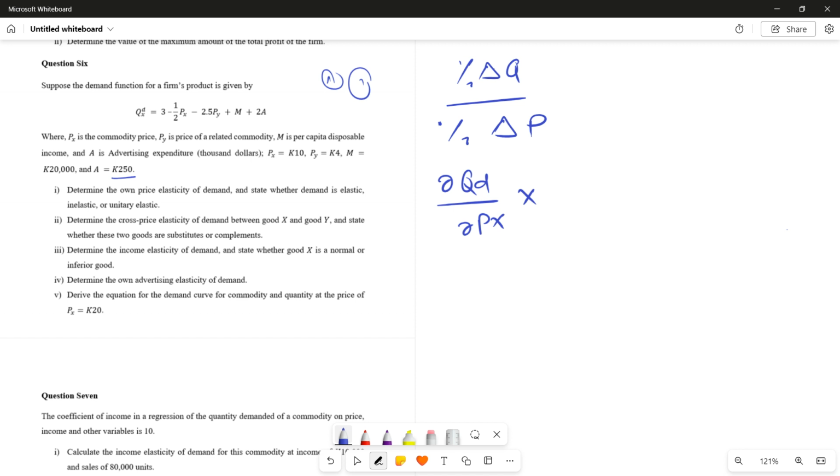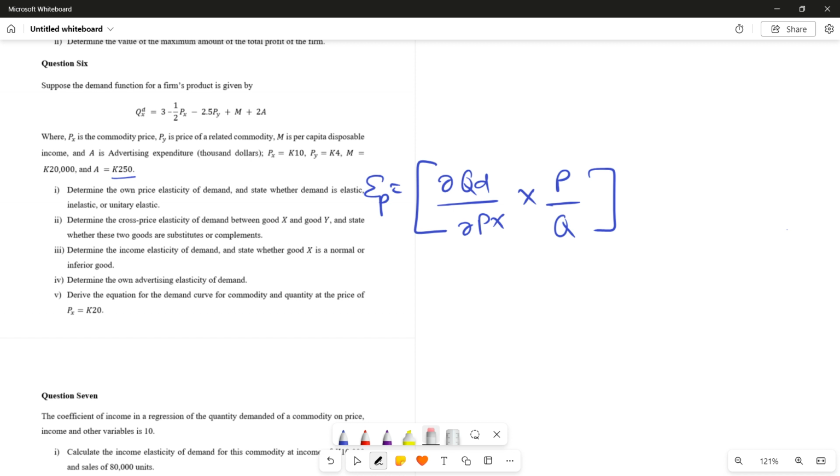Okay, so it's supposed to be the change: the partial derivative of the demand function with respect to Px multiplied by price over quantity. So this is the full formula. In short, that is how you do the full formula for elasticity. So please write this one, just in case of emergencies, in case you find yourselves handling a question similar to this.